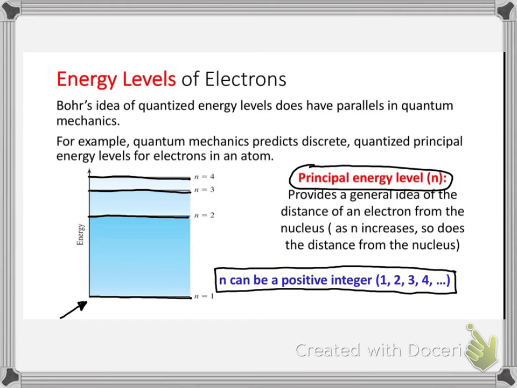Now, I do want to tell you, and we're going to go over this, these numbers all directly relate to the periodic table. So I'm going to relate the principal energy level to the location on the periodic table. And the principal energy level, again, is just telling us how far away the electron is from the nucleus. Okay.